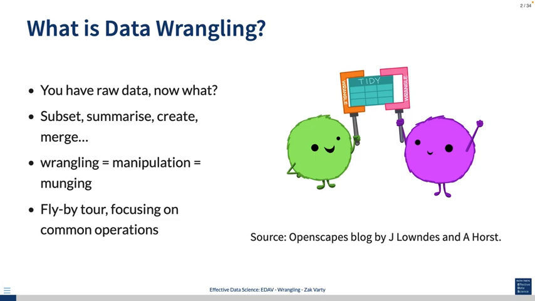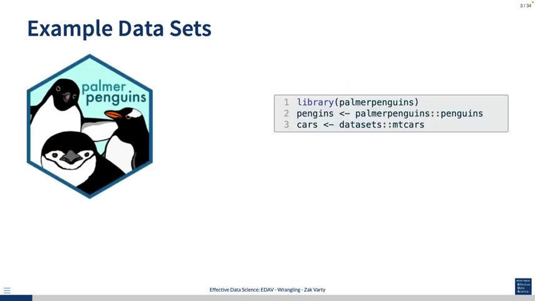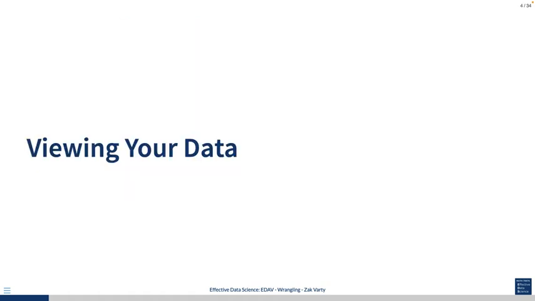So in the rest of this video, I'll give a flyby tour of some of the tools for data wrangling in R, showing some examples along the way. I'll focus on some of the most common and useful operations here, and link out to more extensive guides for wrangling your data in R, so you can refer back to those as and when you need them. When I'm demonstrating these wrangling skills, I'm going to use some example datasets. These are the Penguins dataset from the Palmer Penguins package, and the mtcars dataset, which comes as part of any R installation.